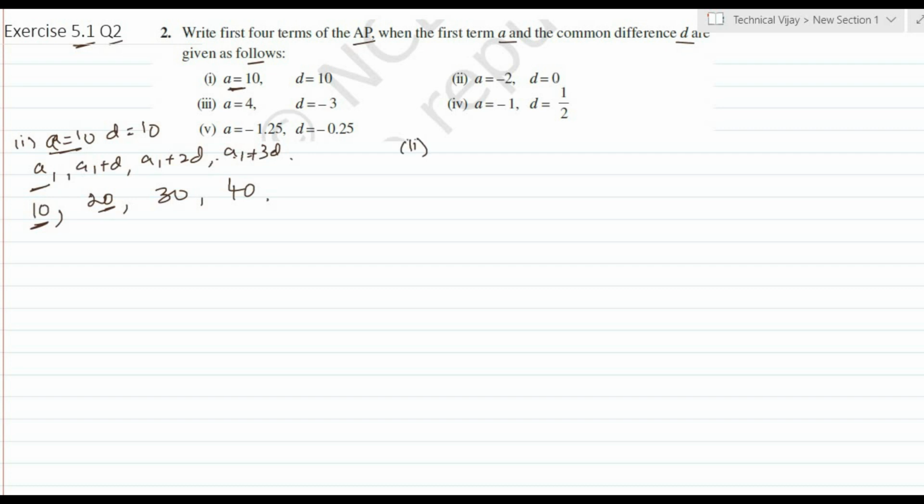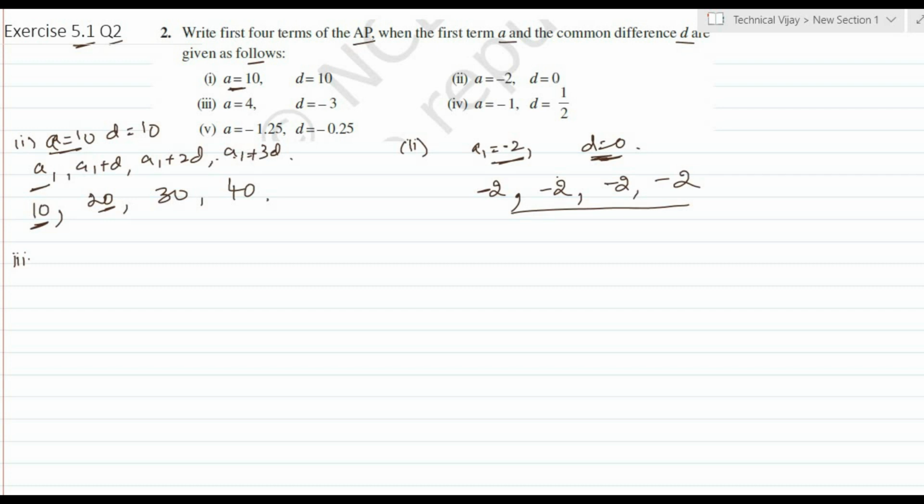So second one, A is equal to minus 2, means the first term is minus 2, that is A1 is equal to minus 2, and D is equal to 0, common difference will be 0. So in such cases, the first term will be minus 2 only, and for the next term you have to add D, means minus 2 plus 0, again it will be minus 2, and again minus 2, so minus 2. If you want to calculate this D, this minus this will again be 0, this minus this 0, this minus this 0. So A1 equal to minus 2, D equal to 0 means it will be the same along the series, that is minus 2 only.